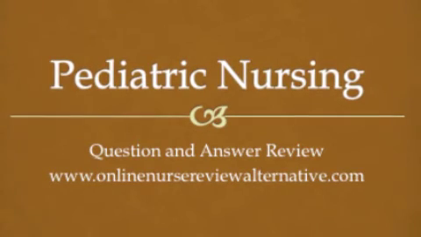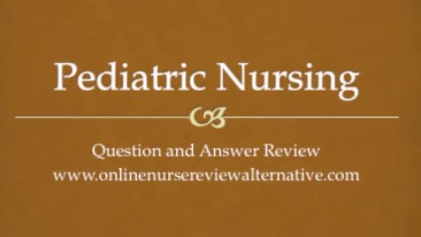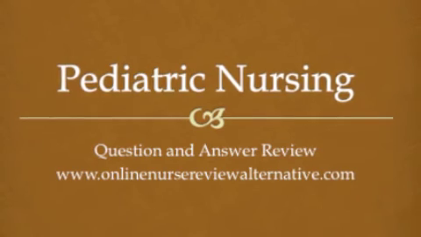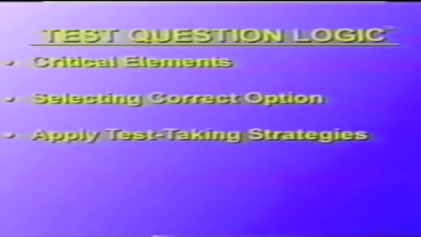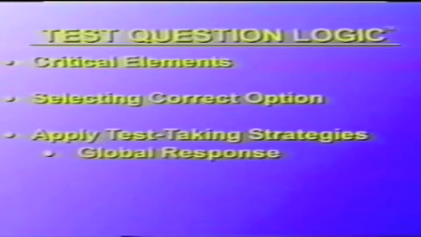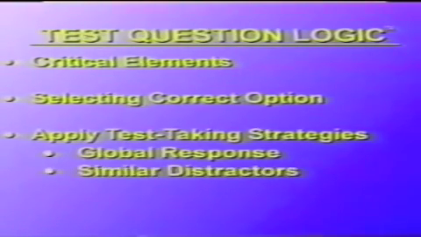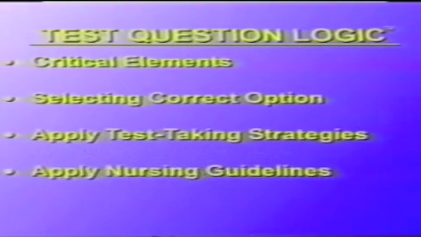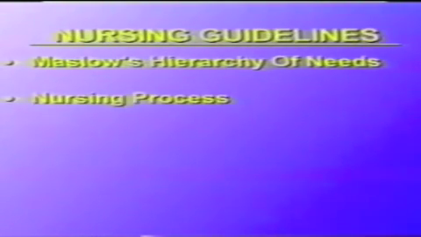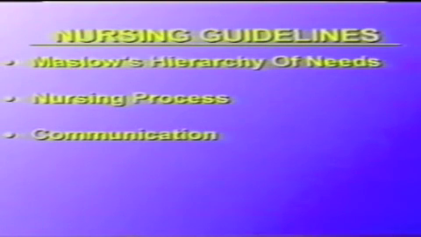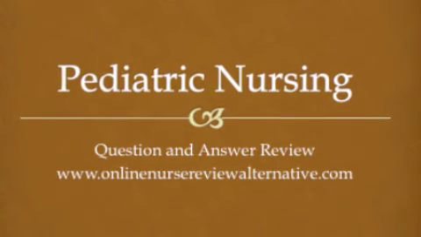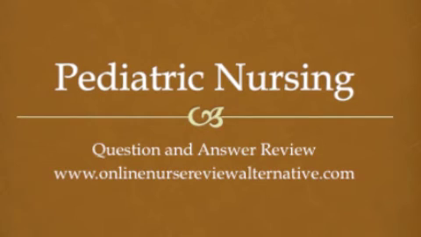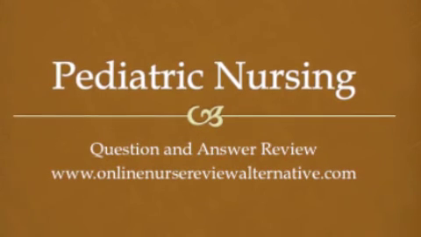It is often easy to eliminate 2 distractors, however, the remaining options often appear equally correct. Next, apply test-taking strategies such as identifying a global response, looking for options with similar distractors, and lastly, similar words. Next, apply nursing guidelines, Maslow's hierarchy of needs, nursing process, communication theory, and teaching learning theory. If you will follow these strategies and guidelines, you will find answering the questions much easier.